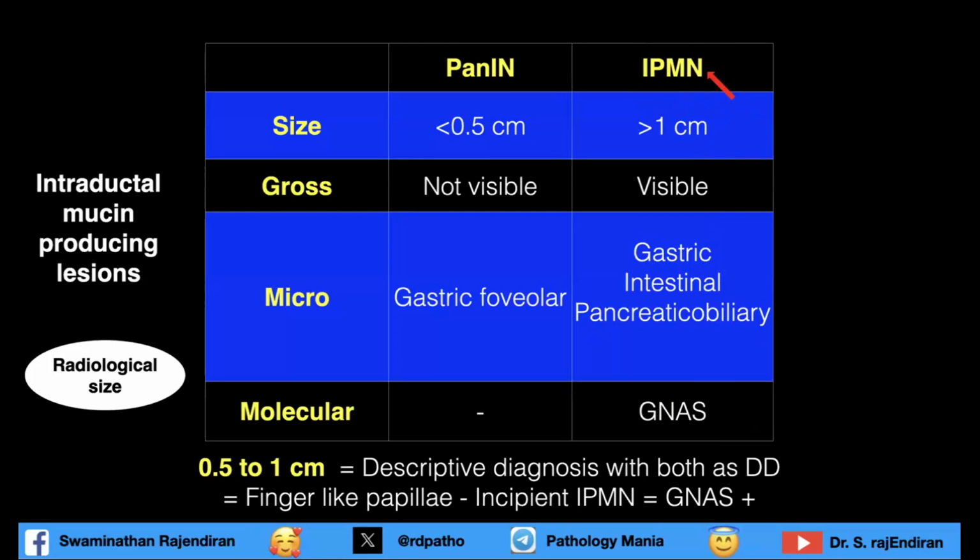When GNAS is positive, it is IPMN. And here you can see less than 0.5 and 1 centimeter. So what will happen if the lesion is between 0.5 to 1 centimeter? Give a descriptive diagnosis with both as differential diagnosis. But when you see finger-like papillae, then it is incipient IPMN. Go for GNAS. When GNAS is positive, that confirms the diagnosis of IPMN.